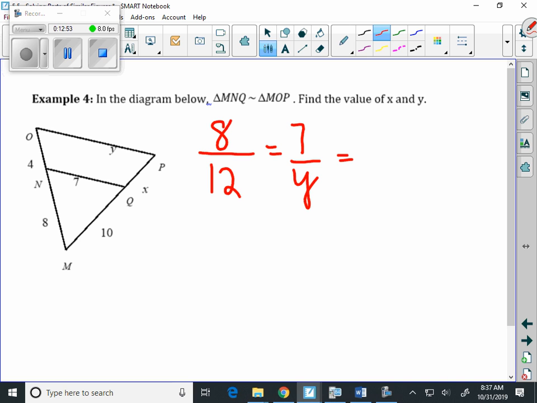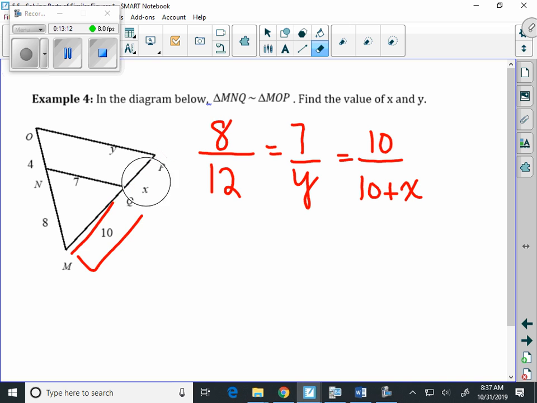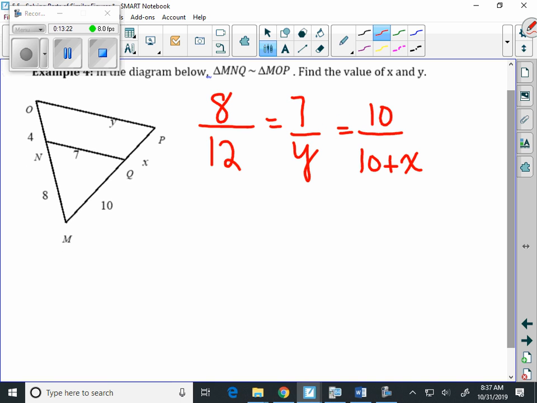Well, MQ is 10, and then MP is 10 plus x. It's this length and that length. It's the whole length there. So watch out for that. Again, if you can read the similar triangle notation, it makes it simpler. And sometimes math is never simple.